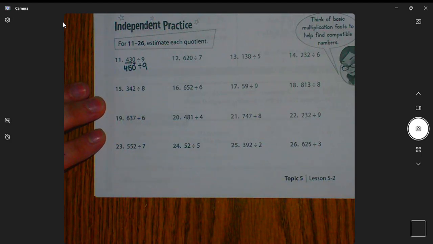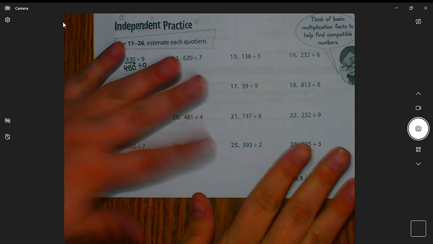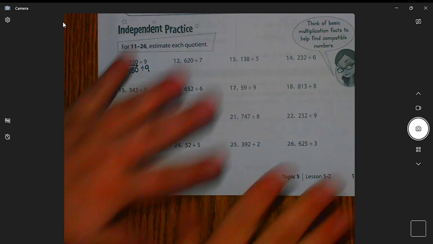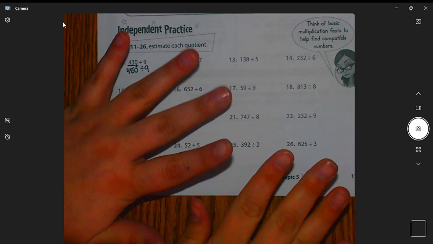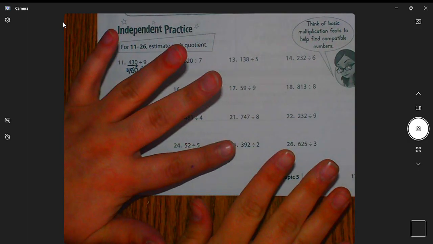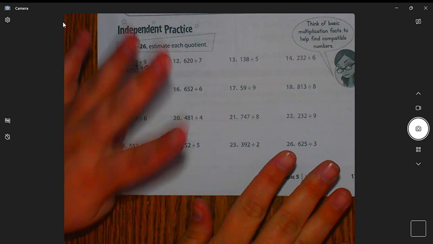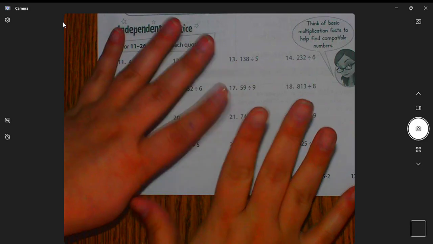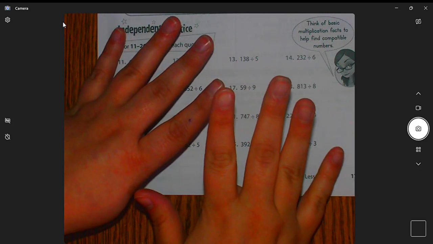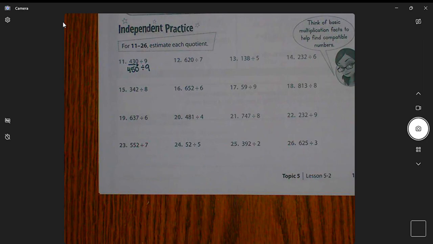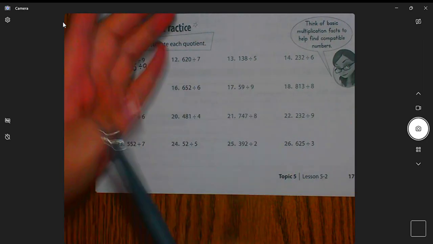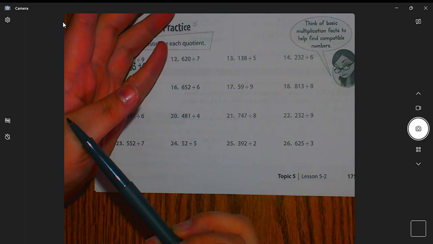So I'm going to count by 9s on my hand. I'm going to use my hands to count by 9s. 10, 20, 30, 40. Oh, it's 45. So 1, 2, 3, 4, and the finger that went down is the one I count, so that's 5.